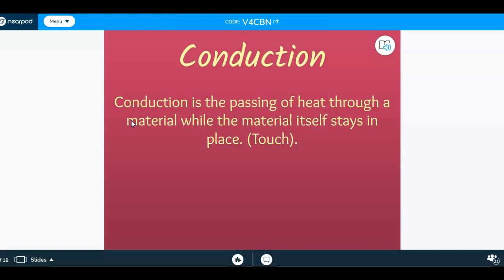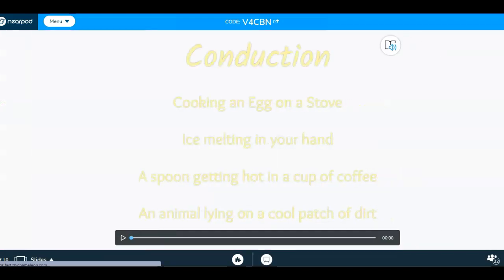Cooking an egg in a pan. Ice melting in your hand. Evan. Touching something hot, whether that's like touching the belt buckle that's hot on a summer day inside the car, or touching the stove. All of those things are touching. The ice is touching your hand, and therefore the heat's moving from your hand to the ice. All of those things are about touch.